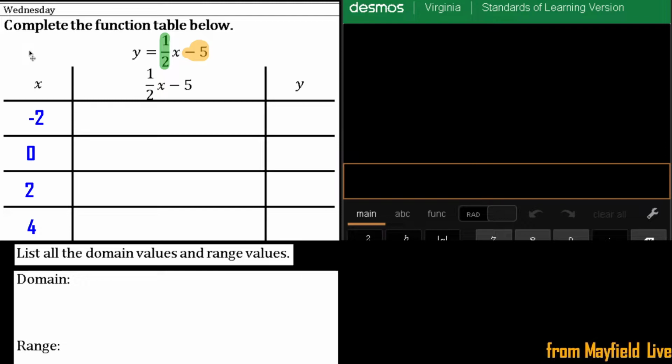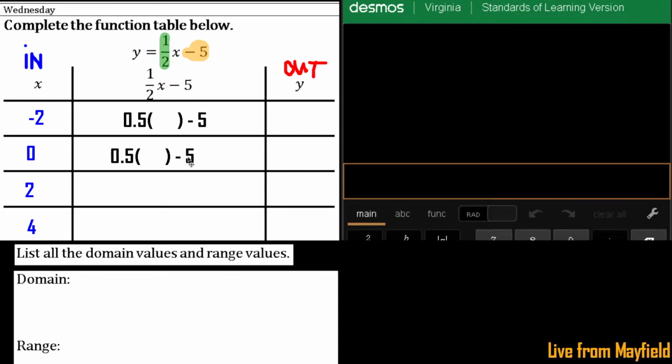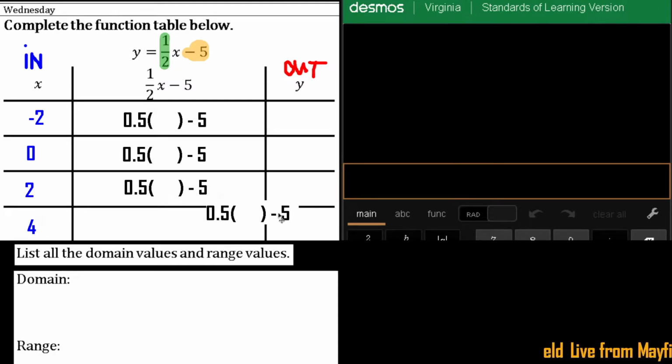But for this, we know that the x values are the ones that are going into the function, and the y values are what comes out. And so, just like always, you want to make sure you have your rule in the middle. And so we're taking this first x value and putting it into our function. So it's going to be 0.5 times whatever our x value is, minus 5. And we can do that for each of these values.